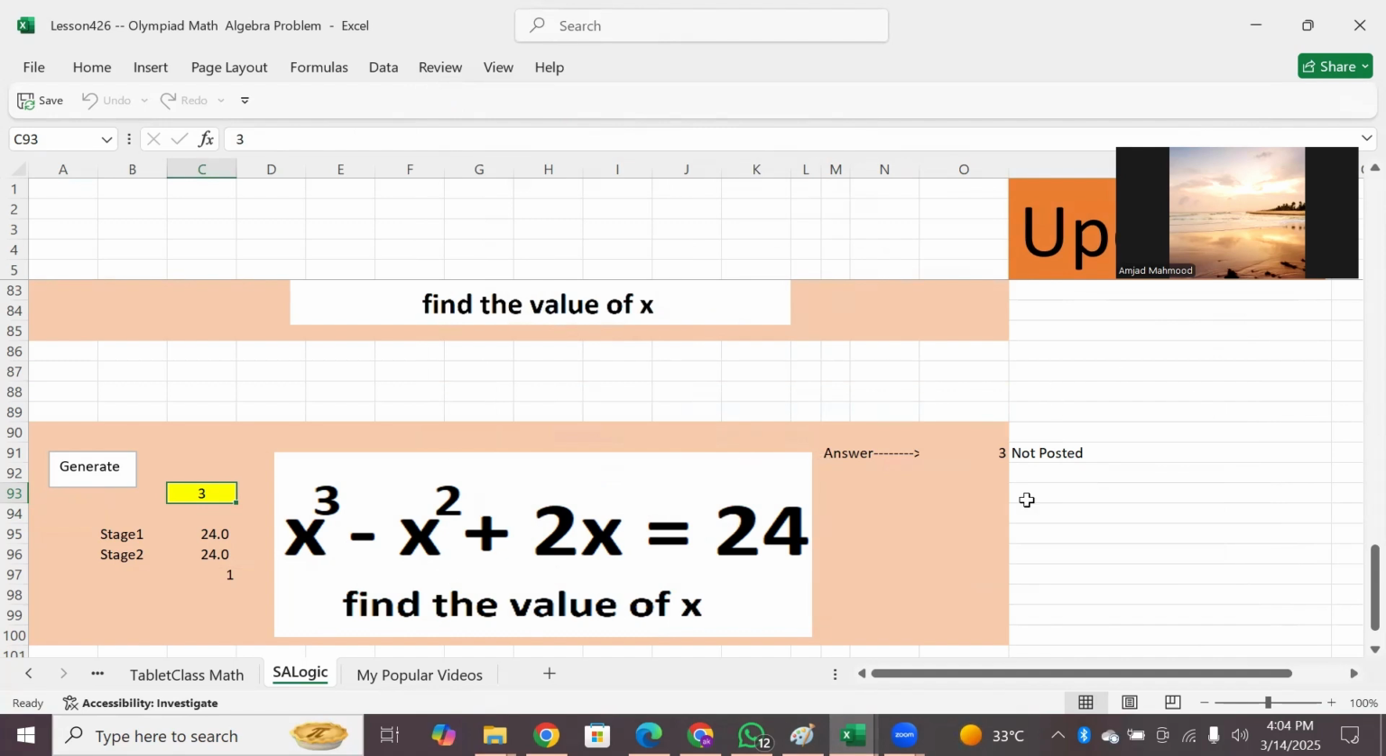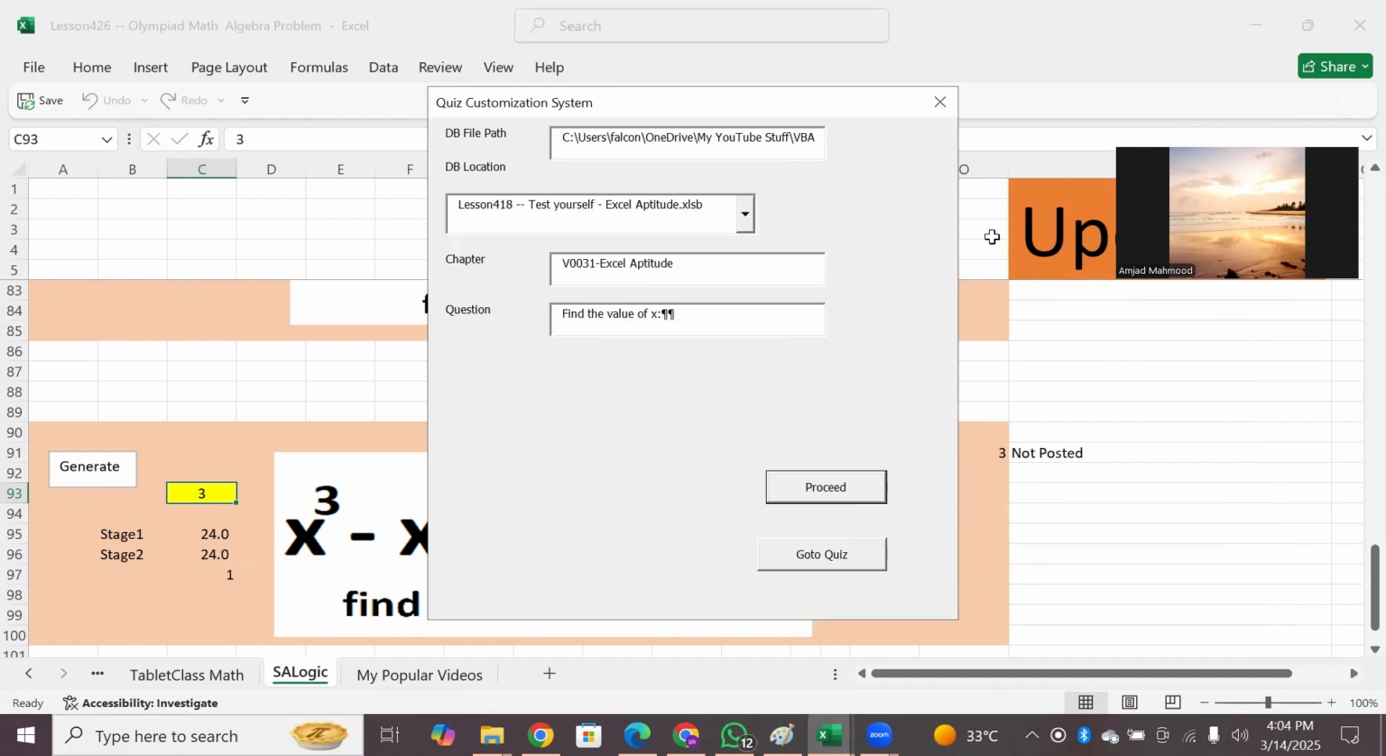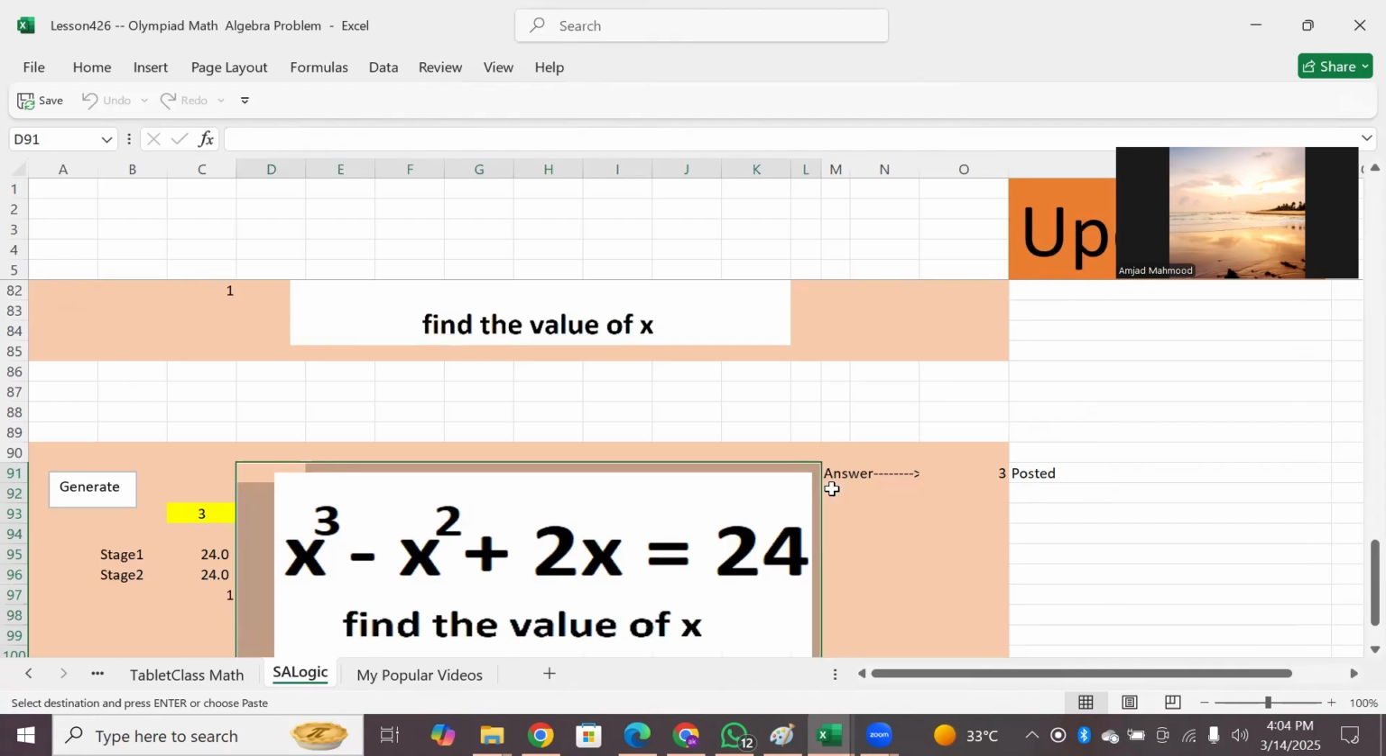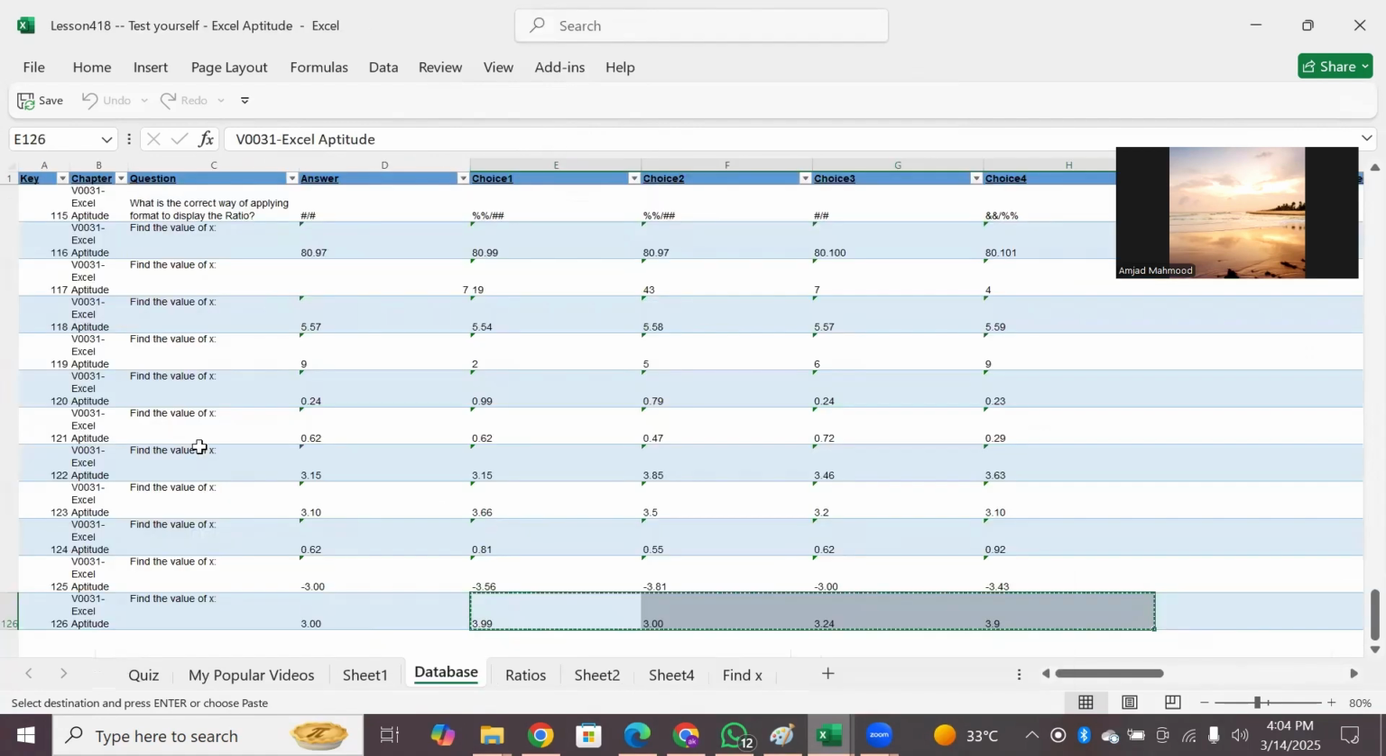Now, since this is a question which is not posted at the moment, let's post it into our database. Our database is already loaded, so it is ready to proceed. It will add only one question, only those which are not posted. So this question is added into our database. Let's go and see. Yes, the answer is 3.